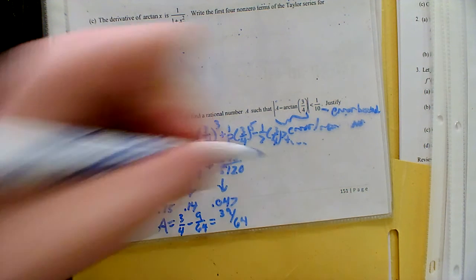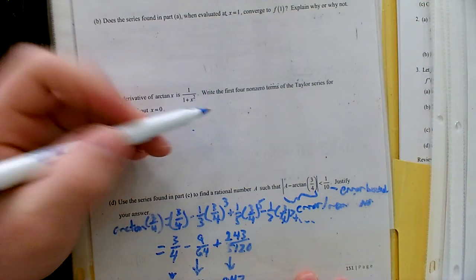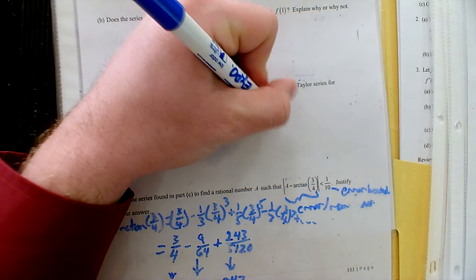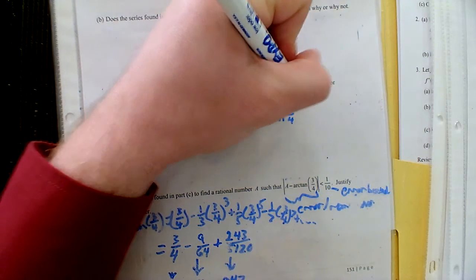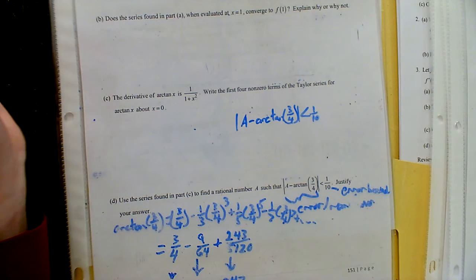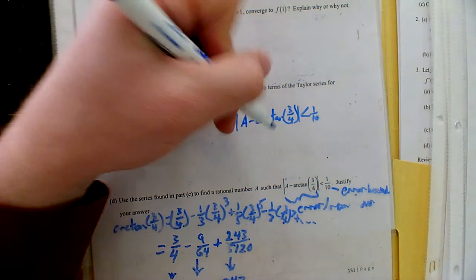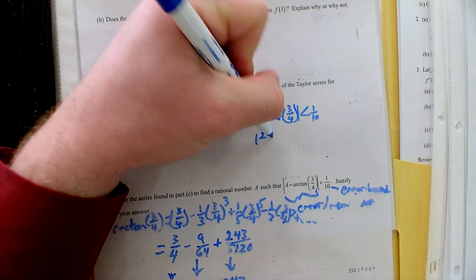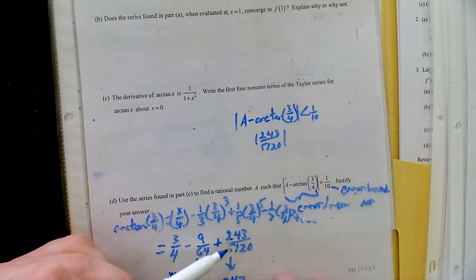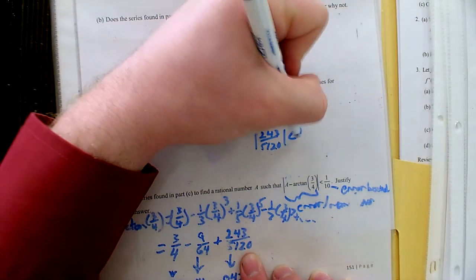Okay. So we had the absolute value. Actually, I'm just going to write it up here so I have more room. The absolute value of A minus arctan of 3/4 less than 1/10. Again, that's what we were using. And our justification is we found that 243 over 5,120, that number from right here, was less than 1/10.